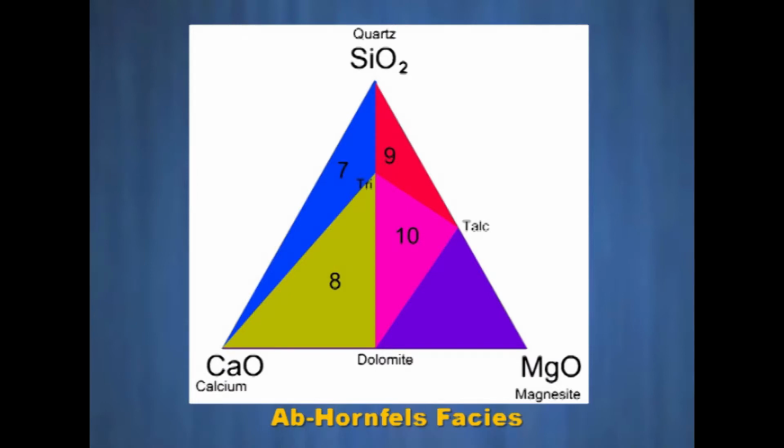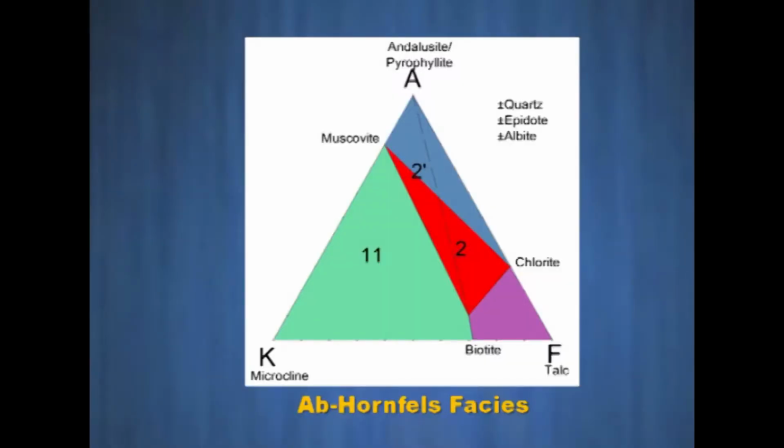in derivatives of siliceous dolomitic limestone composition to the left of the broken lines. Typical assemblages shown in figures 1, 2 and 3 are: first, the pelitic assemblage. The pelitic assemblage is quartz, muscovite, biotite, chlorite, albite, epidote.